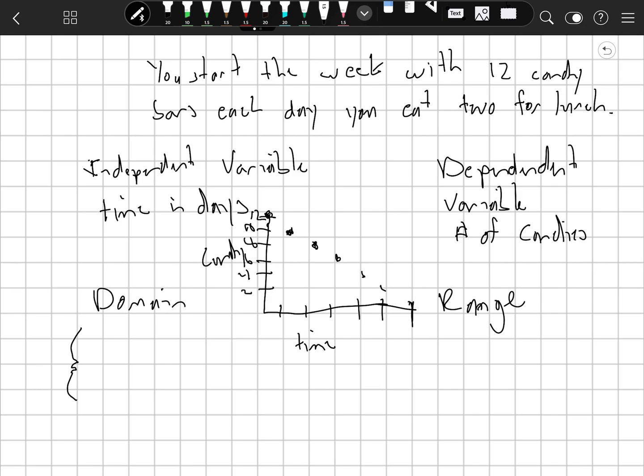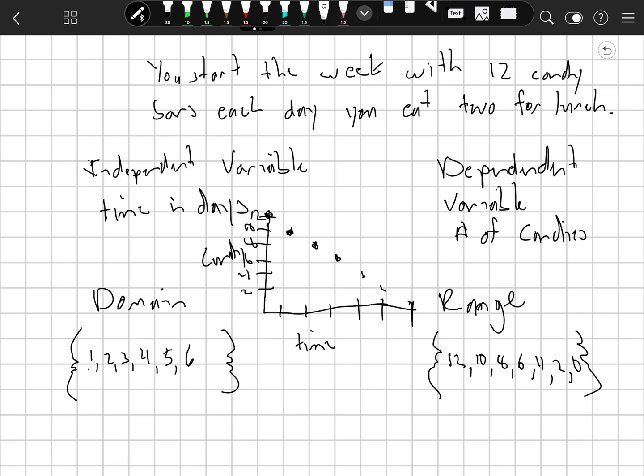So the domain, we're going to draw something like that in this interesting looking set of brackets, and the domain is going to be 1, 2, 3, 4, 5, and 6. It's not going to be 1.5 or 1.6 or 1.8. Every day he eats exactly 2 candy bars, so we're talking about from one day to the next day. Okay, and then the range. The range is the number of possible candy bars. Well, he could have 12, he could have 10, he could have 8, he could have 6, he could have 4, he could have 2, he could have 0. So that's the range there.